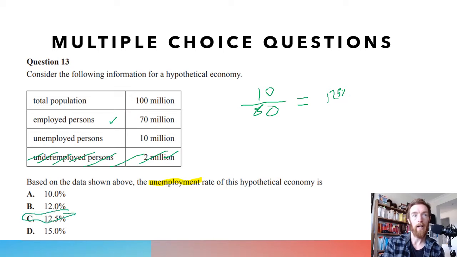You'll be amazed how many people do 10% for that, because they do 10 over 100, but it's not over the population. The unemployed people is not over the population. It's all about as a percentage of the labor force, and labor force being the unemployed persons plus the employed persons. So don't fall for that trick.